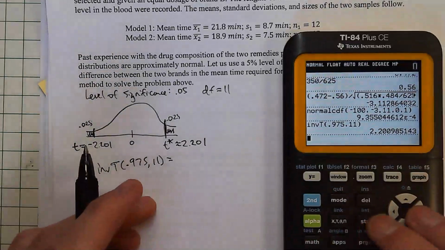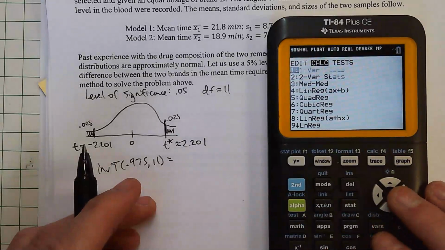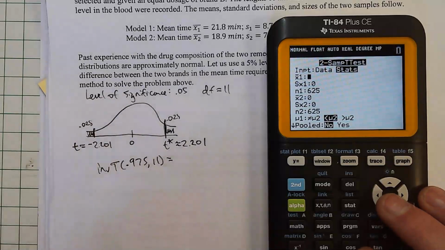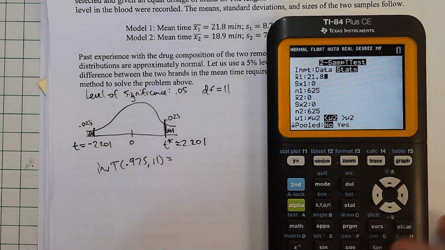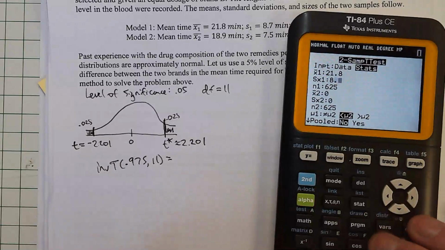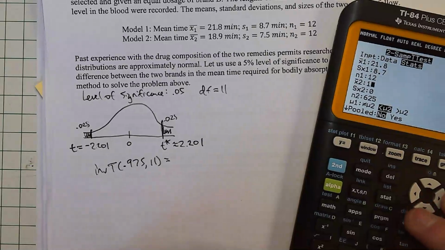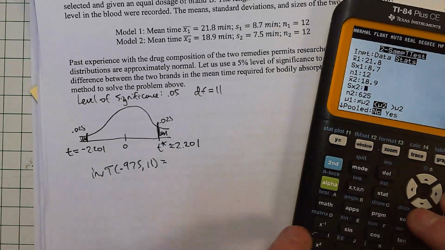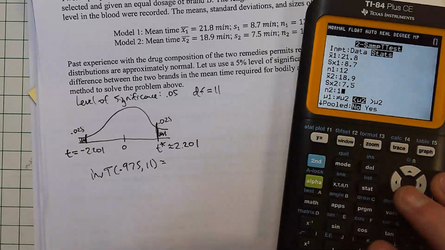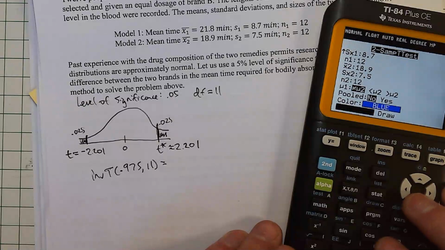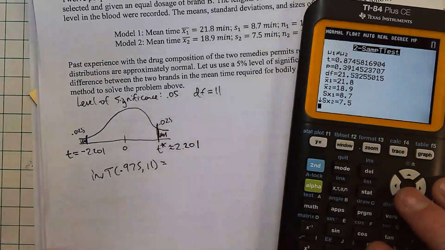I can go, well, actually we've already done this, but I can go to stat test, two sample T test, stats, X bar 1. So I'm going to calculate the T statistic from my data. I'm going to see if it jumps into the rejection region. X bar 2 is 18.9, S2 7.5, 12, and then this is not equal to, no for pooled, and I'm just going to calculate here. I just need the T.